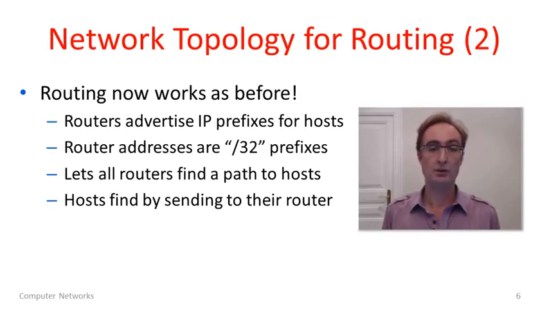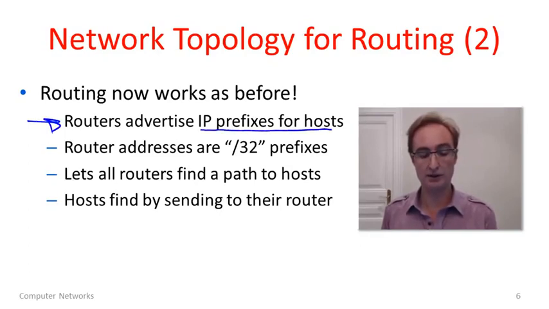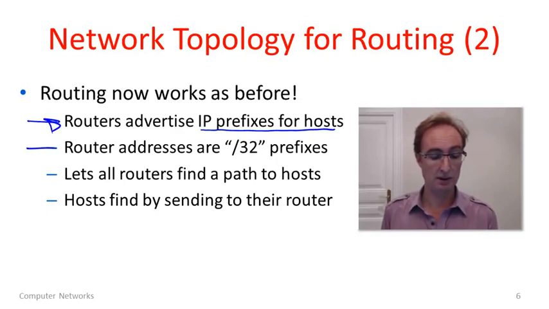Now all we do is proceed with the routing algorithms exactly as I've described, and they all just work. The routers, now that they're connected to this prefix to represent the hosts, will advertise the IP prefixes for the hosts. Instead of a single node address, it's a prefix. This fits, by the way, with the way they advertise their own addresses. A router address, an individual address, is really like a /32 prefix. It's most specific. It's a block of addresses with one address in it.